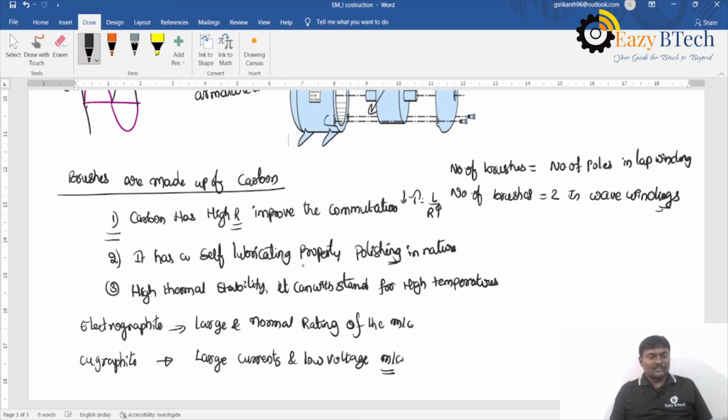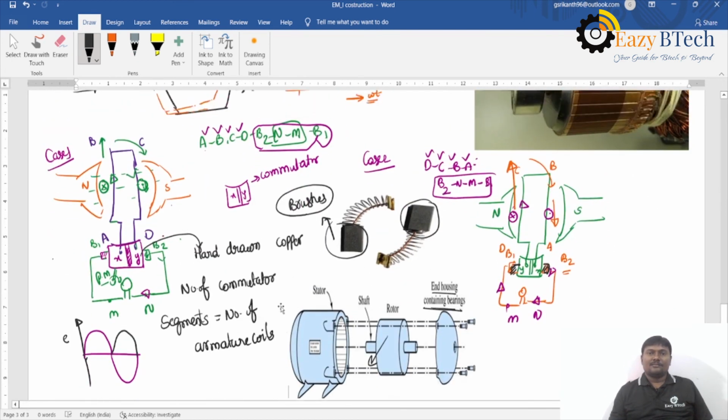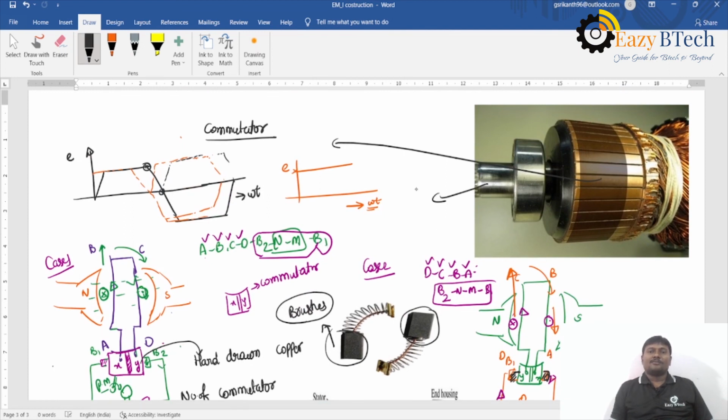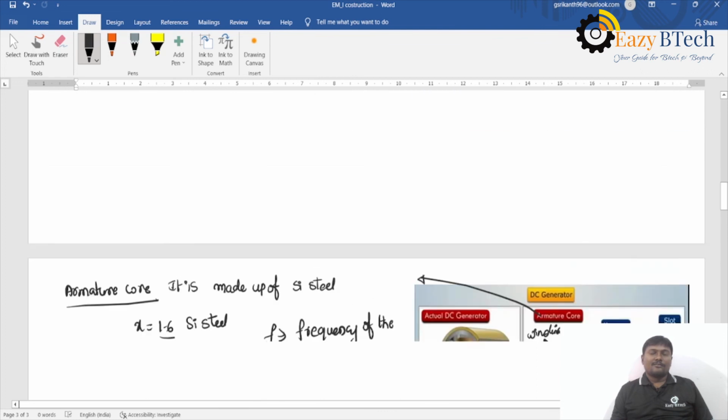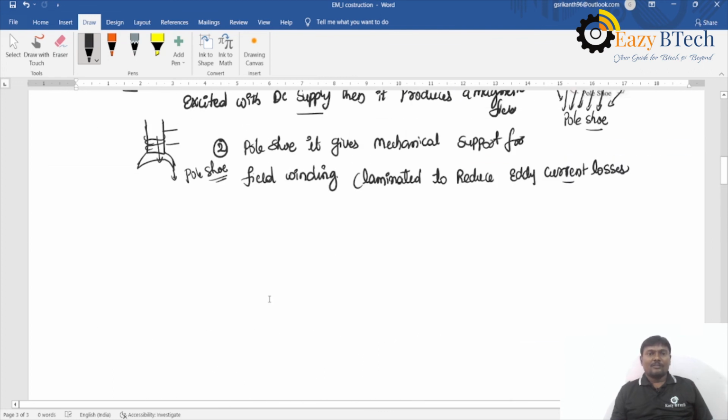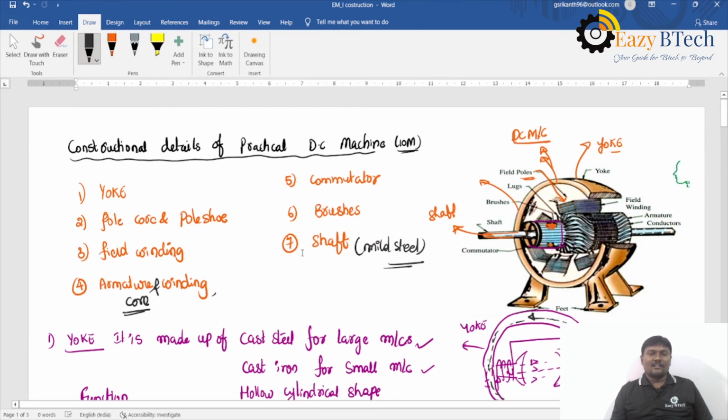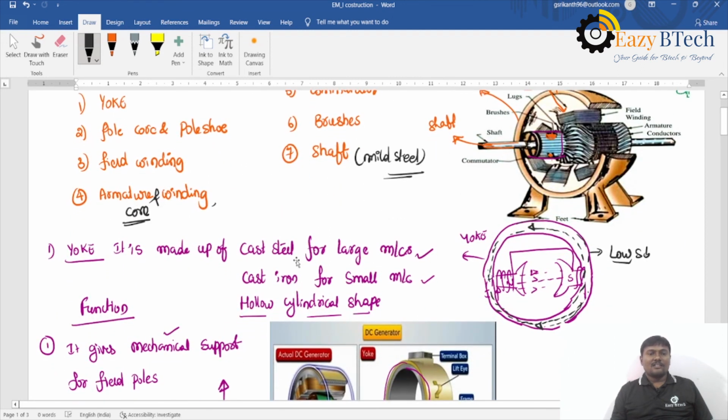Okay, and this is about the brushes. And after that, the shaft is made up of mild steel. And this is about the construction of a DC machine. So once again, the yoke is made up of cast iron for small machines and cast steel for large machines, and it is in hollow cylindrical shape. It gives mechanical support for the field poles, and it acts as a protecting cover for the entire machine. It provides a low reluctance path for the magnetic field.